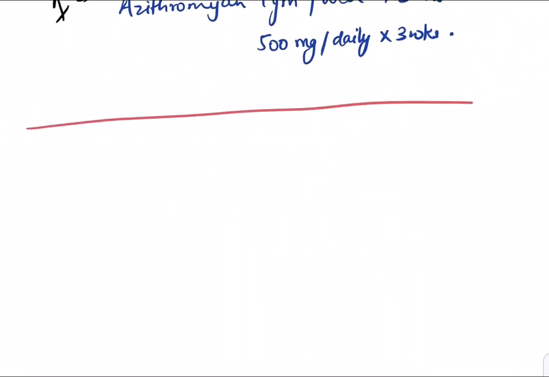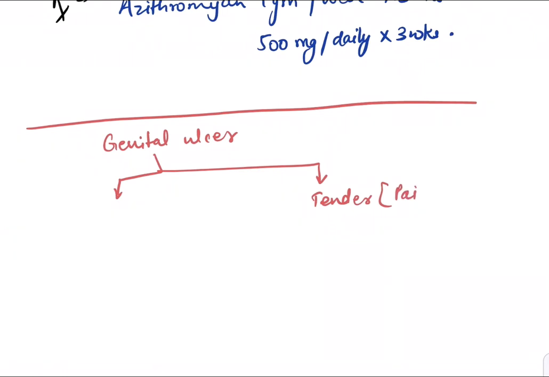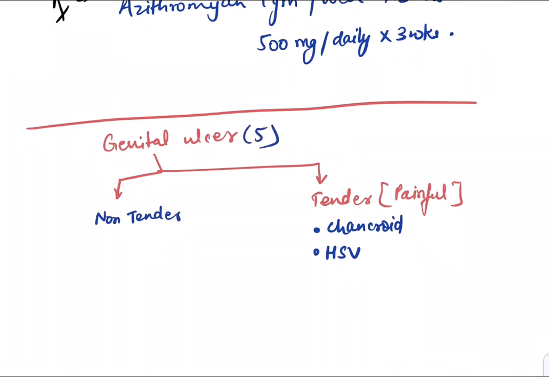Now let's have a quick recap here. In genital ulcer disease, we see tender and non-tender. Tender means painful. Which diseases of the genital ulcers are painful? We know 2. The first is Chancroid and the other is Herpes simplex virus. And non-tender, all the rest. The total genital ulcer diseases are 5, of which 2 are here and the remaining 3 are here: LGV, Donovanosis, and syphilis.